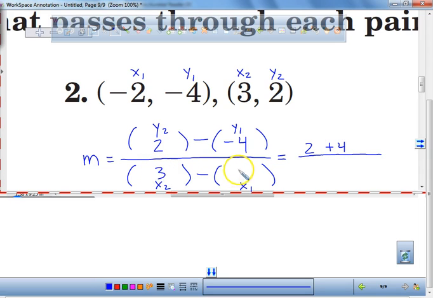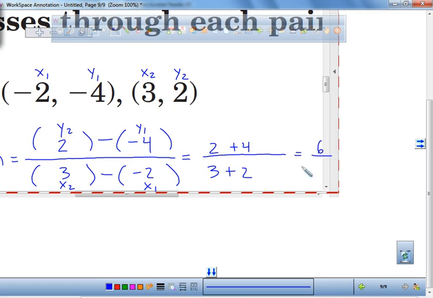X2 is 3. X1 is negative 2. A negative and a negative make a positive, so that becomes 3 plus 2. So 2 plus 4 is 6. 3 plus 2 is 5. What is our slope? 6 over 5. And I want you to leave it at 6 over 5.